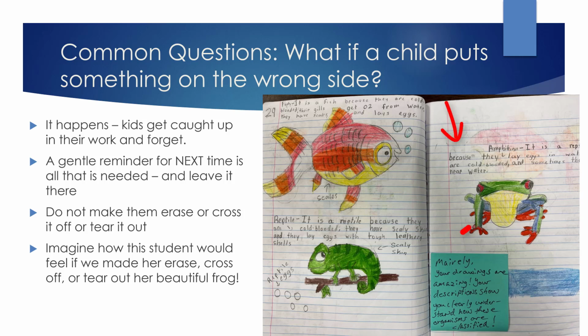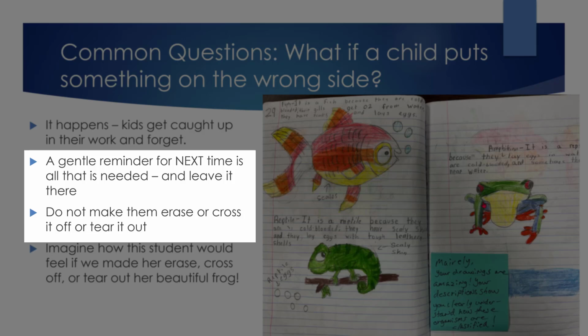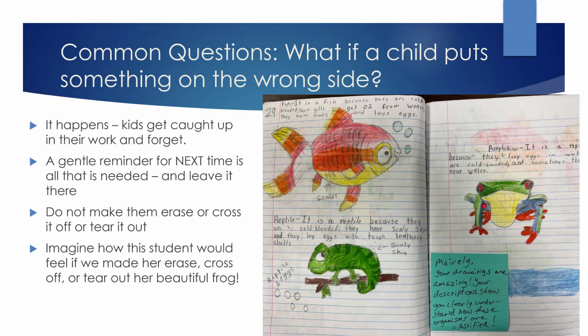What if a child puts something on the wrong side? That's going to happen. Ideally, before you begin a lesson, you remind them which side what kind of content goes on. But if a mistake happens, let it go. A gentle reminder that maybe next time they could put that kind of information on the left side or right side, respectively. But don't make them cross it off, and certainly don't make them tear it out. Imagine how this student would feel if we made her cross off or tear out that beautiful frog that she's drawn on the right side, just because it's on the right side.